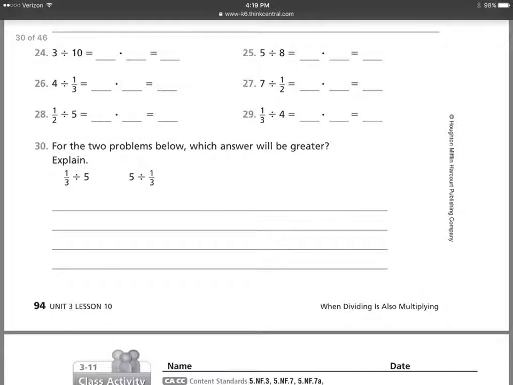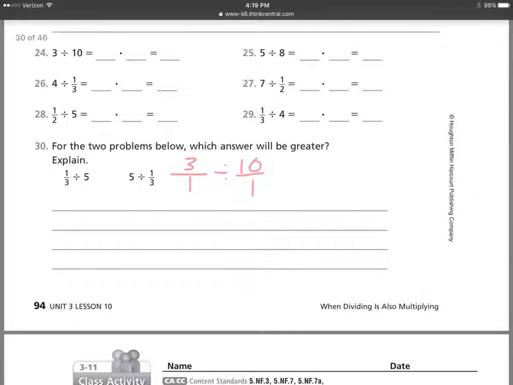Let's take a look at number 24. Here we're dividing two whole numbers. If you were to set this up in a traditional way, it would look something like this. 3 divided by 10. Now, 10 won't go into 3. So it's likely you would be stuck here unless you knew how to divide using decimals. But we can divide using fractions. We can turn our whole numbers into fractions, because we know how to do that by simply putting a 1 underneath the whole number. 3 becomes 3 over 1, divided by, instead of 10, 10 over 1.